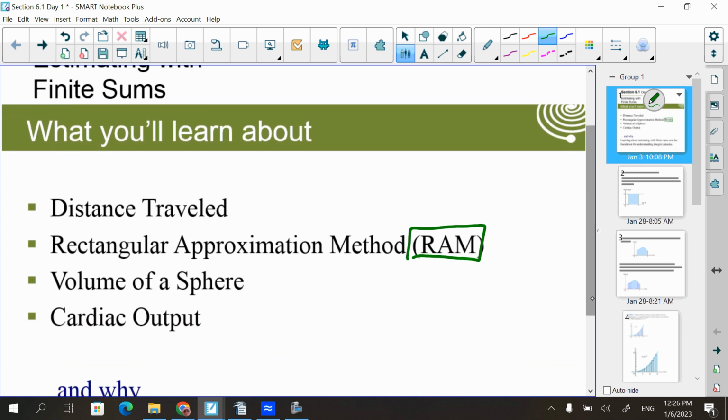Then on Monday, we'll move on to the volume of a sphere, and then how it's applied with a cardiac problem.